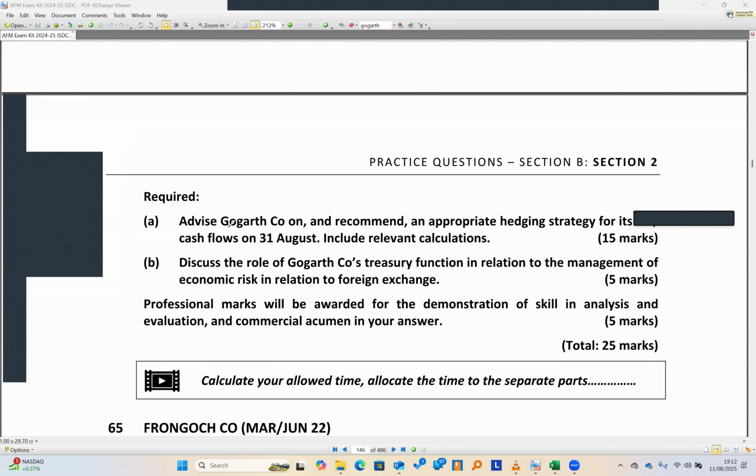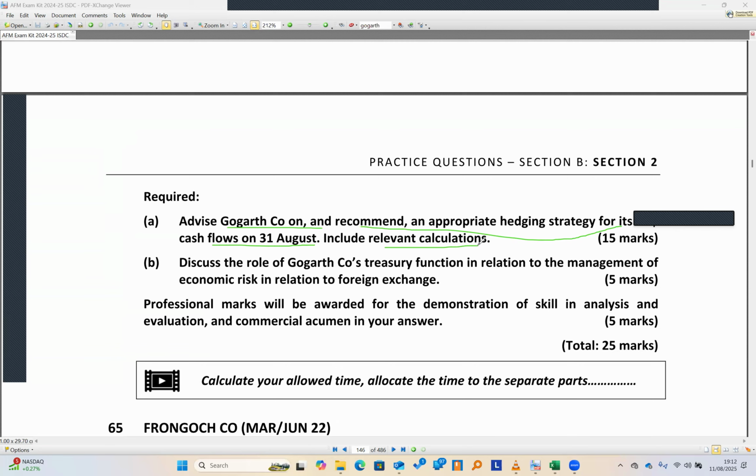they are asking us to advise Gogarth on and recommend an appropriate hedging strategy for the cash inflow on 31st August. And then, of course, discuss the role of Gogarth's treasury function in relation to the management of economic risk in relation to foreign exchange, and then 5 marks for analysis and evaluation and commercial acumen in your answer.